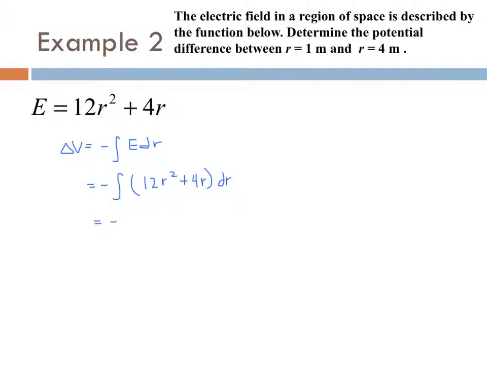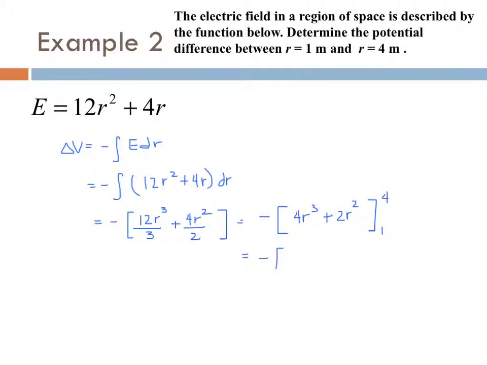The integral of that gives me 12r cubed over 3 plus 4r squared over 2. And again, just to clean that up, I get 4r cubed plus 2r squared. And I can factor out a 2, and an r if I really wanted to clean it up even more. Again, our integral is from 1 meter to 4 meters.